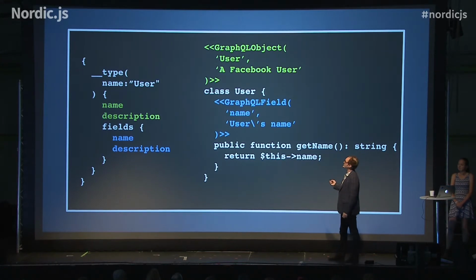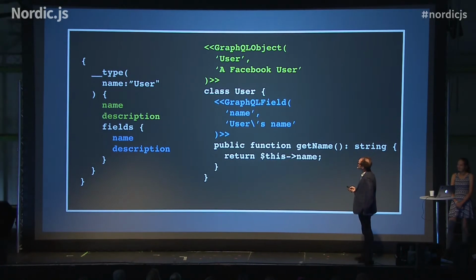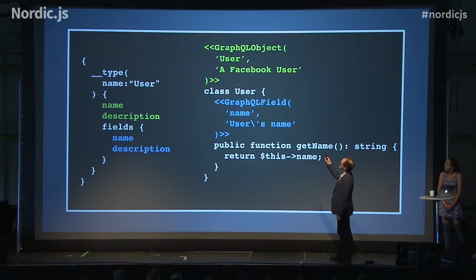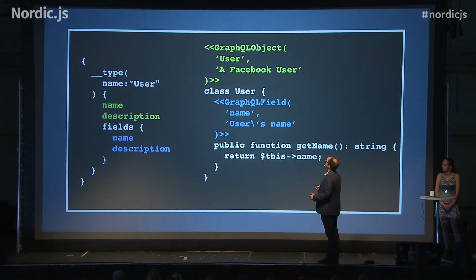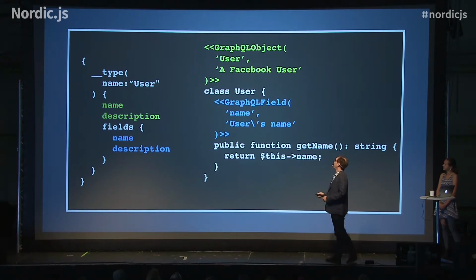On the right-hand side, we've got some Hack code. It looks like PHP code. Hopefully, it's easy enough to understand. But up at the top, we're just annotating the user class, which, in theory, powers the notion of what a user is for Facebook. So it's kind of important. And we're annotating it to be exposed as the GraphQL type user with a description of a Facebook user.